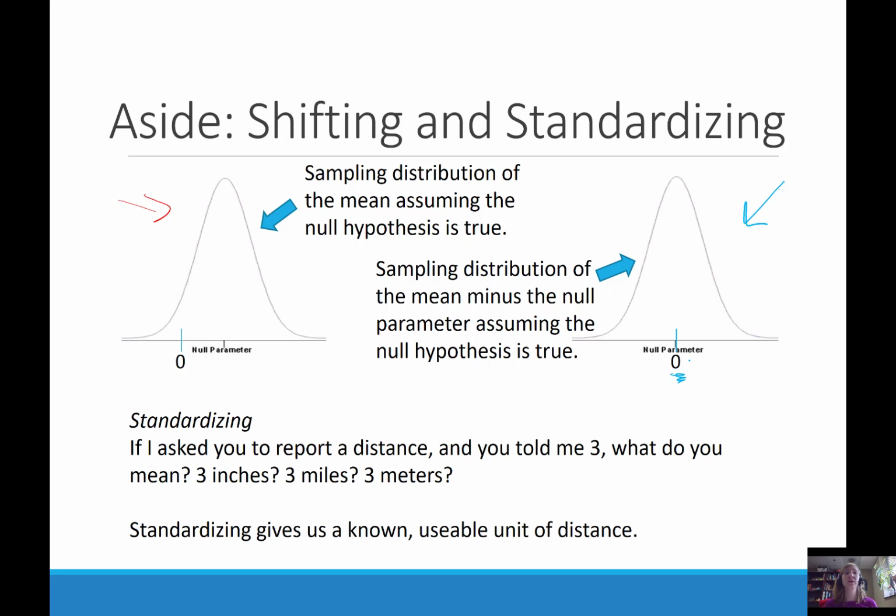For example, if I asked you to report how far away something was and you told me 3, what do you mean? 3 inches? 3 miles? 3 meters? Without units, distances are difficult to understand. The standard error is a unit of distance on a sampling distribution. Once our statistic is centered and standardized, we can use well-known distributions to find the corresponding p-value.